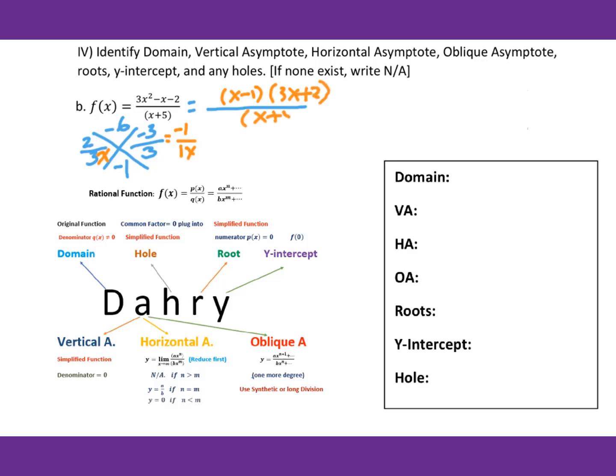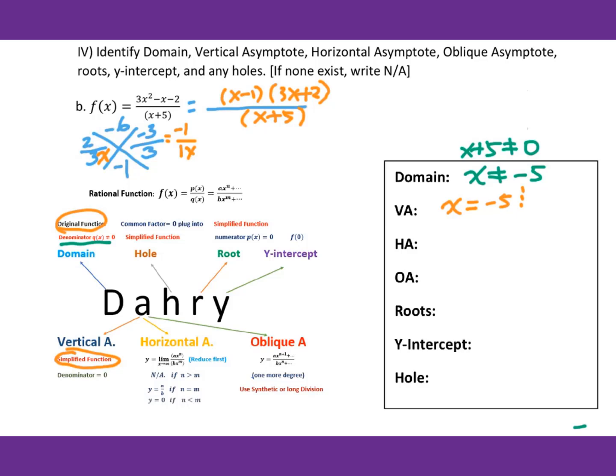Over x plus 5. For the domain, you will make the denominator not equal to 0. That is x plus 5 not equal to 0. X not equal to negative 5. For the vertical asymptote line, it will be the same because there is no common factor to be reduced. The original function and the simplified function are the same. The vertical asymptote line is x equals negative 5.